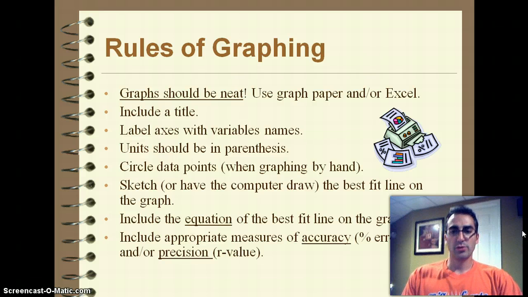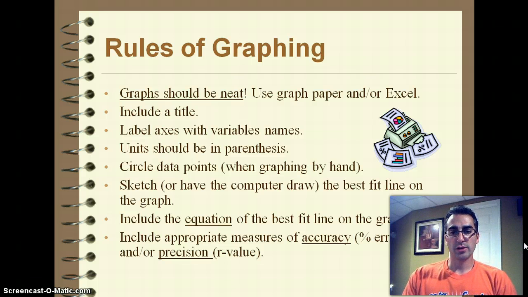Sketch or have a computer draw the best fit line on the graph. So when you do a best fit line, you want to use a ruler or a straight edge, and you want to make sure that the line crosses through the center of the data. And if you take a statistics class, you'll probably have some more in-depth instructions on making a best fit line, but in physics you just estimate where the center of the data is and you put a line through the middle of all those points. It's got to be straight though.